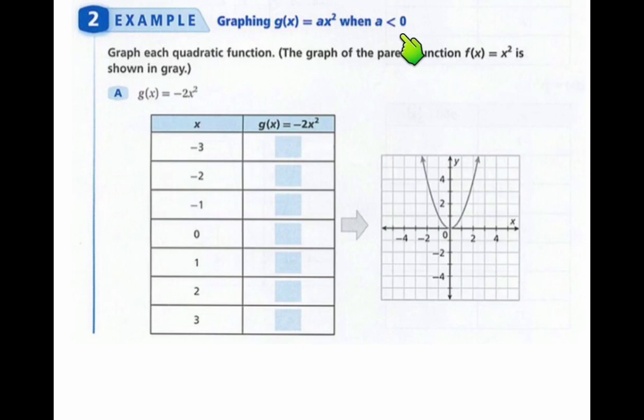Okay, now let's see what happens when a is less than 0. So again, pause, go ahead and go through this page. Well, that didn't take you long at all. So I plugged in these values. I got these values out. I plot my points, and I drew my parabola. Your parabola should look kind of like this. It's not just a reflection, something else is going on.